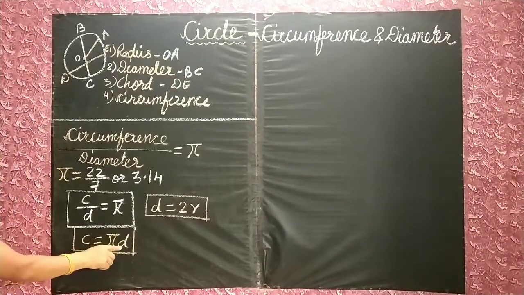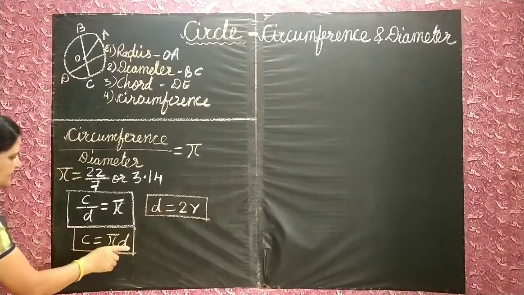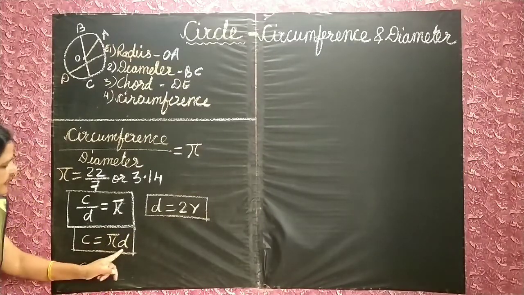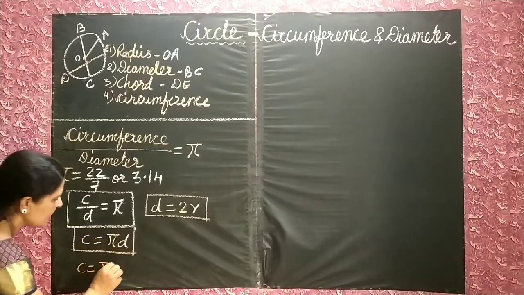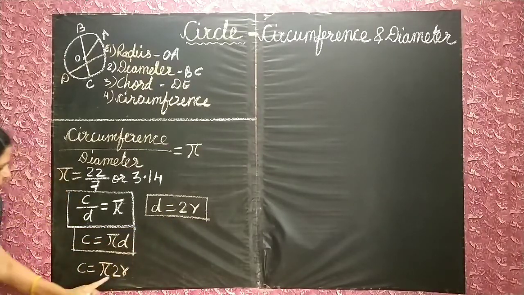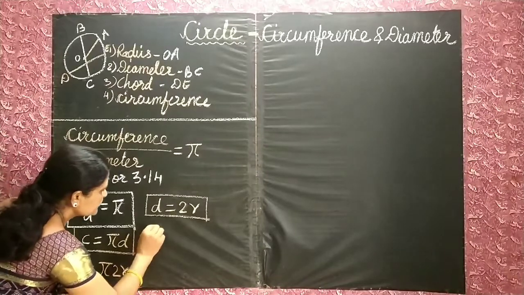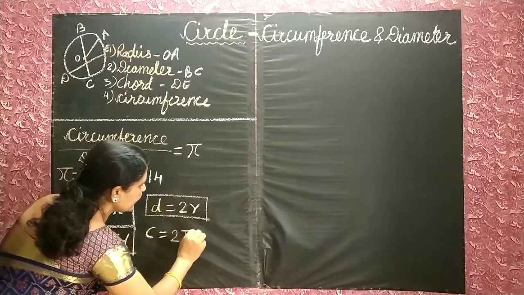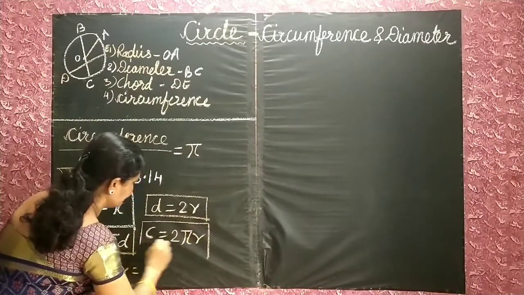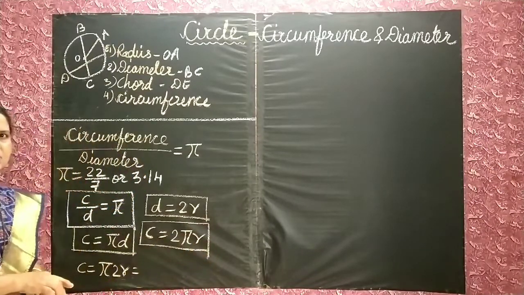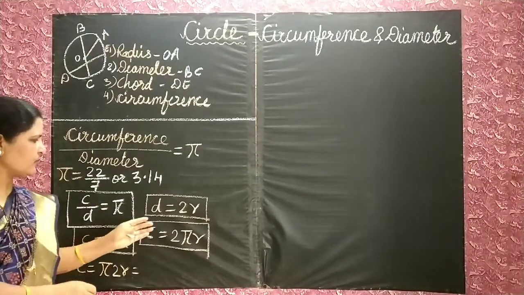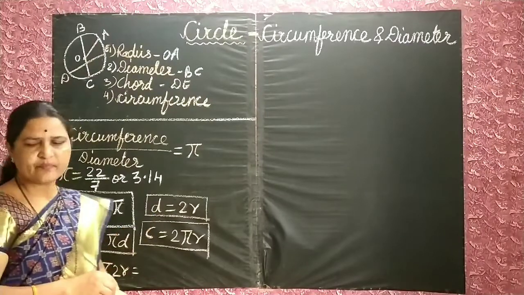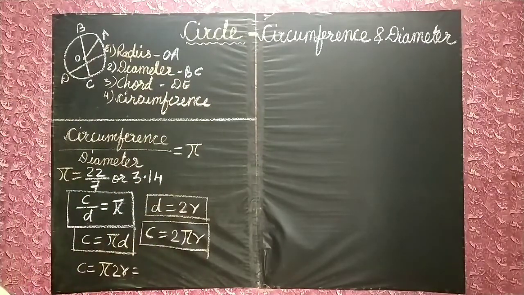If we put radius instead of diameter, what will happen? Pi d, and d means 2r. So instead of writing like this, we'll write circumference is equal to 2 pi r. This is another formula. Students, you have to learn all these formulas so that you can solve the examples properly. Now we'll take one example.